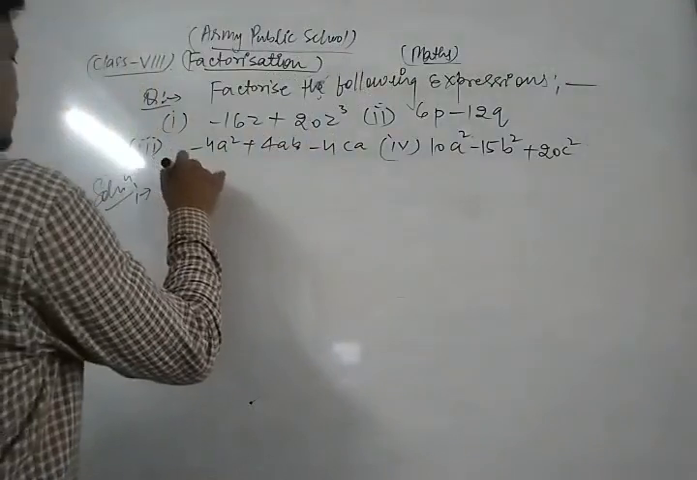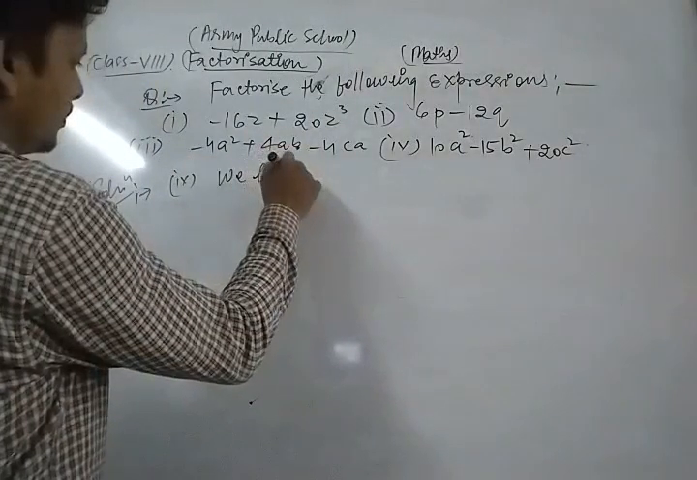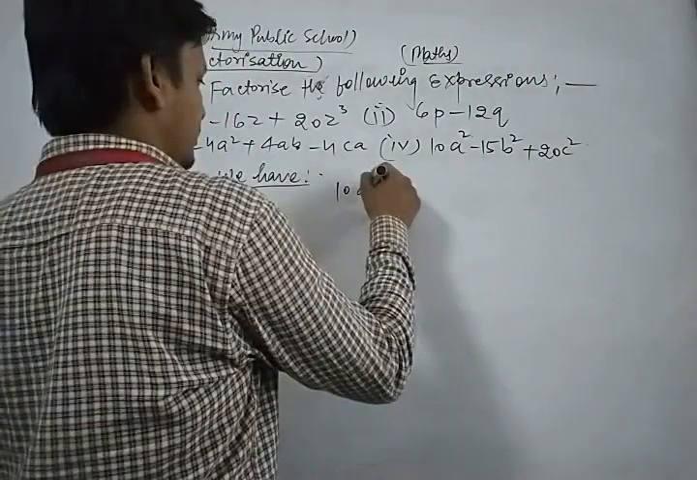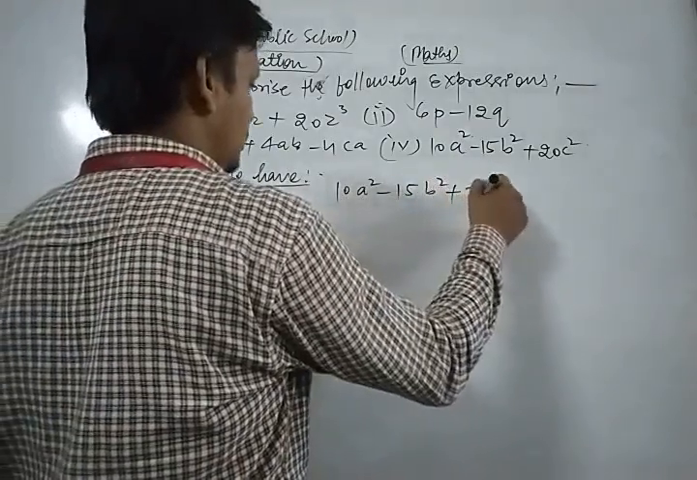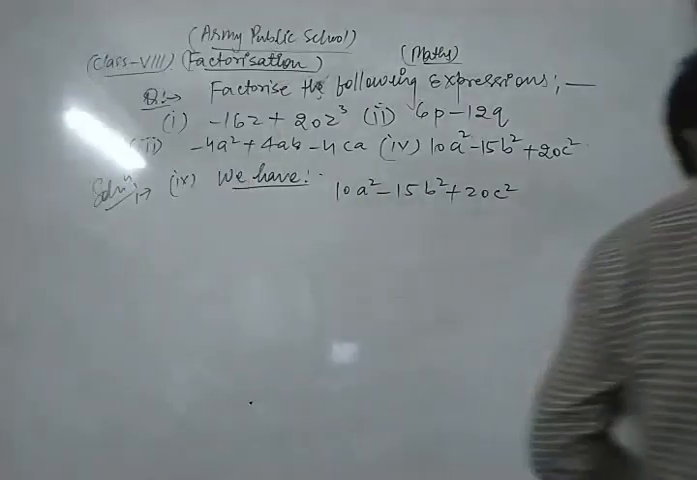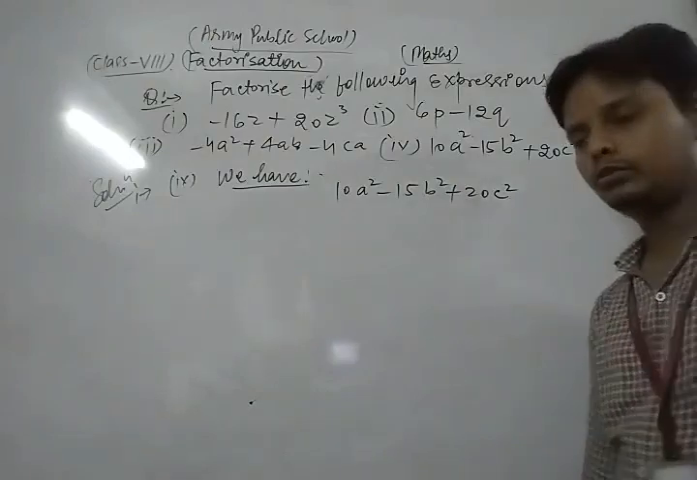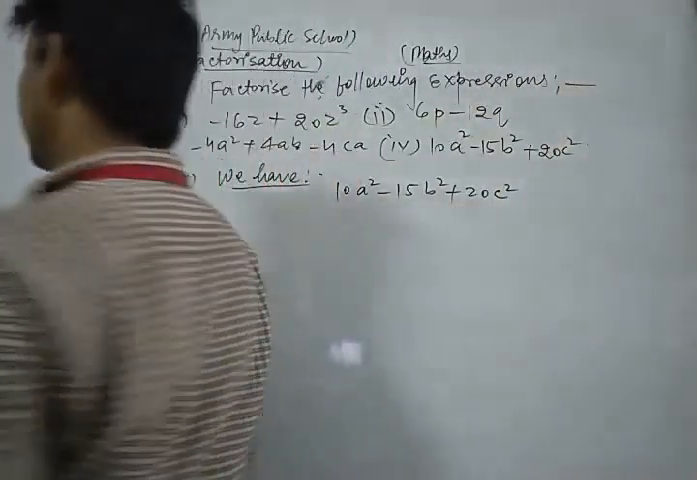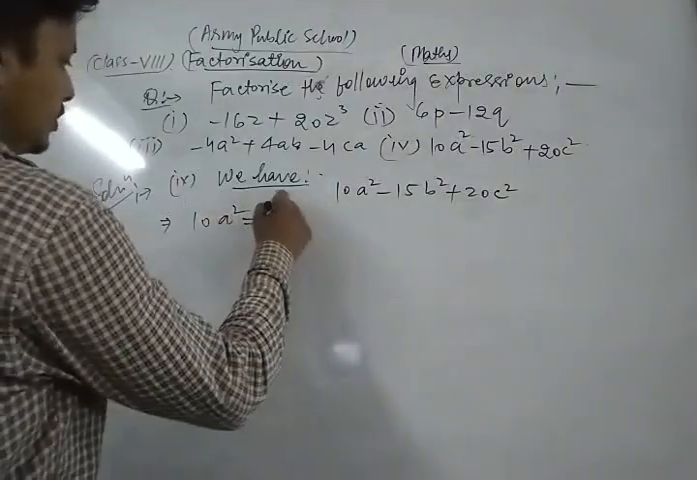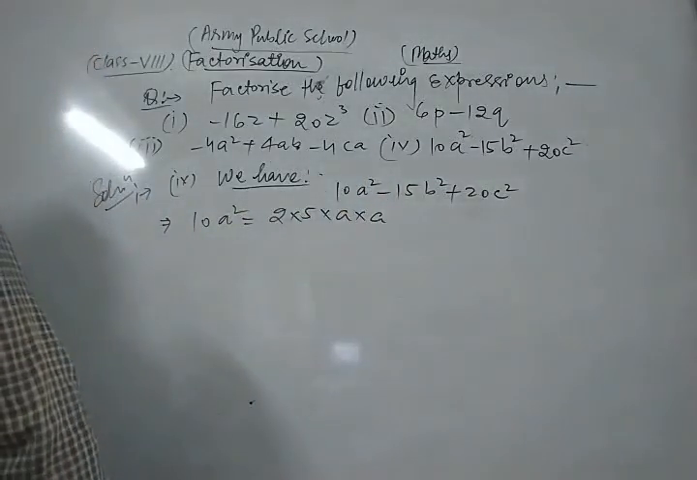Now we take the last part of this question. So we have 10a square minus 15b square plus 20c square. Now we take each term one by one and do the factorization. So we write 10a square as 2 into 5 into a into a.